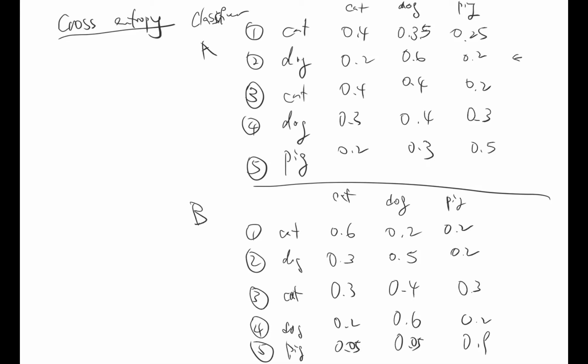Apparently this is correct, right? The data is a dog, and the classifier also gives the highest score for a dog, and in this case the data is a cat, and they classify the data as a cat. Maybe this is Q7: which classifier is better?